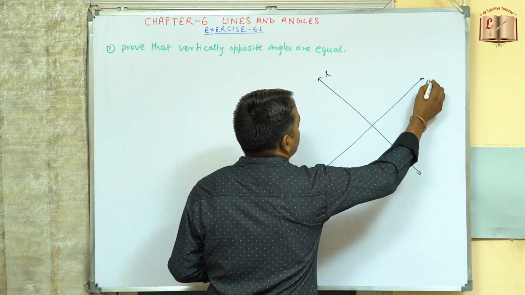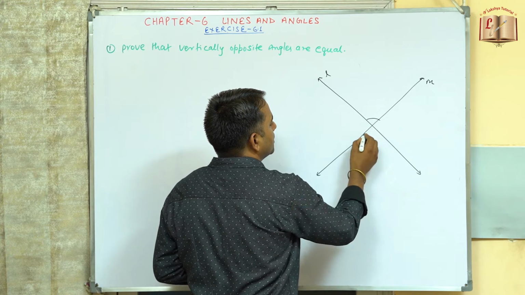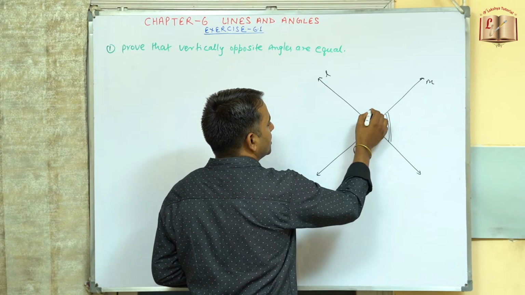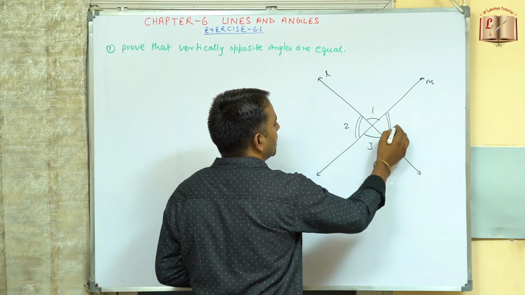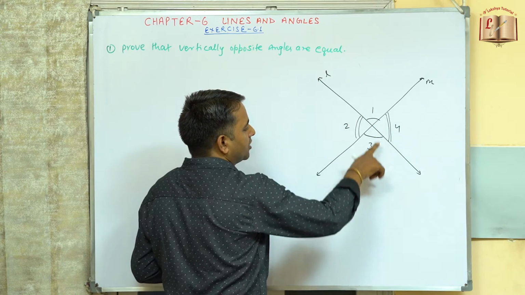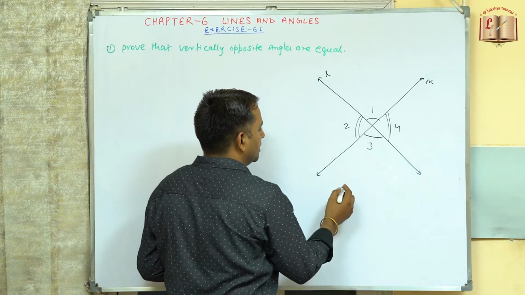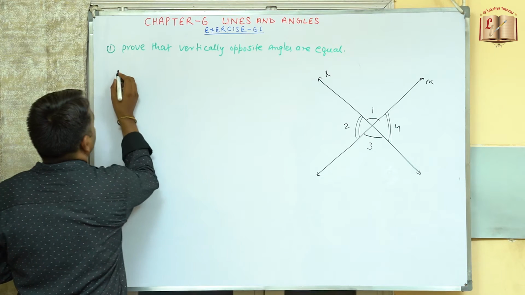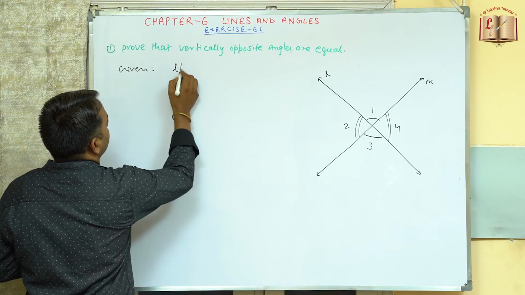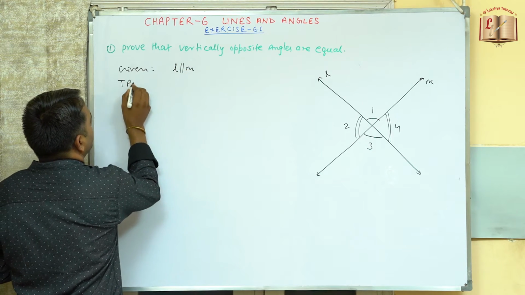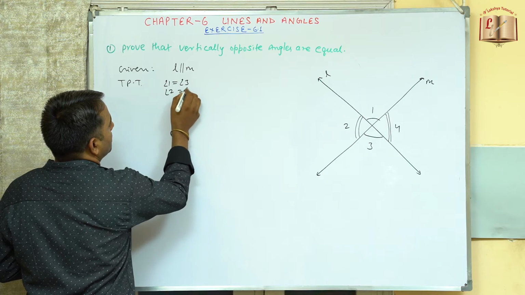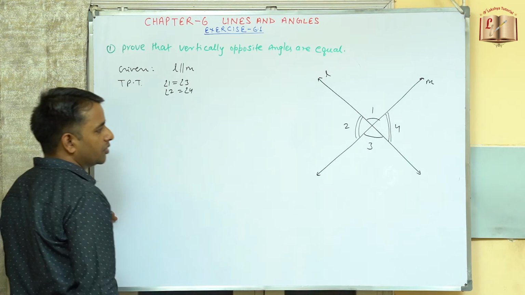So both, this is line L and this is line M. This angle and this angle. Suppose you take the numbers like this is angle 1, angle 2, angle 3 and angle 4. Now we need to prove that angle 1 is equal to angle 3 and angle 2 is equal to angle 4. So given, L is parallel to M, and we need to prove that angle 1 is equal to angle 3 and angle 2 is equal to angle 4. This we need to prove.